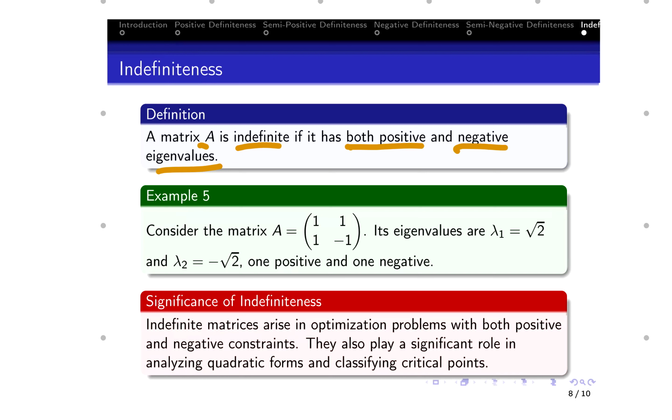For instance, consider the matrix A, which is [1, 1; 1, -1]. Its eigenvalues are lambda 1, which is root 2, and lambda 2, which is minus root 2. One is positive and one is negative. So because of that, this matrix is actually indefinite. And that can really be problematic, right? You don't know where to actually place it.